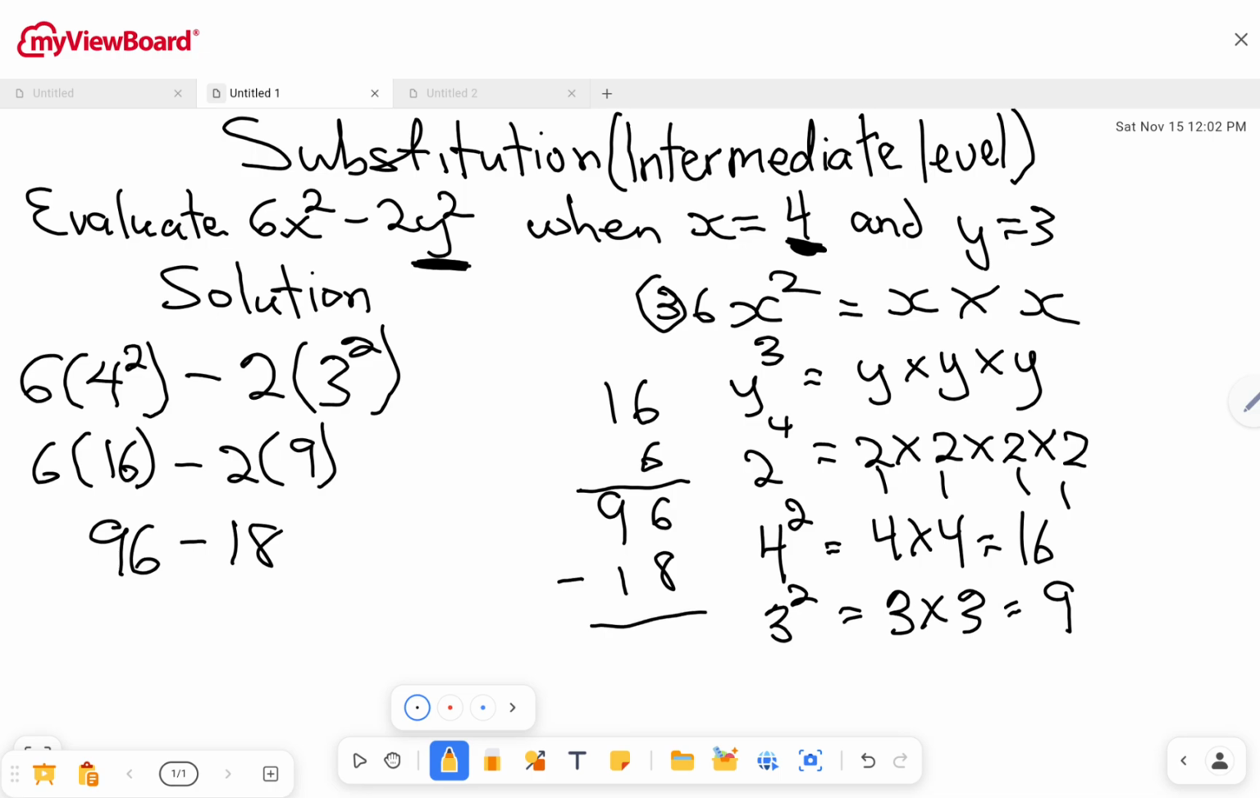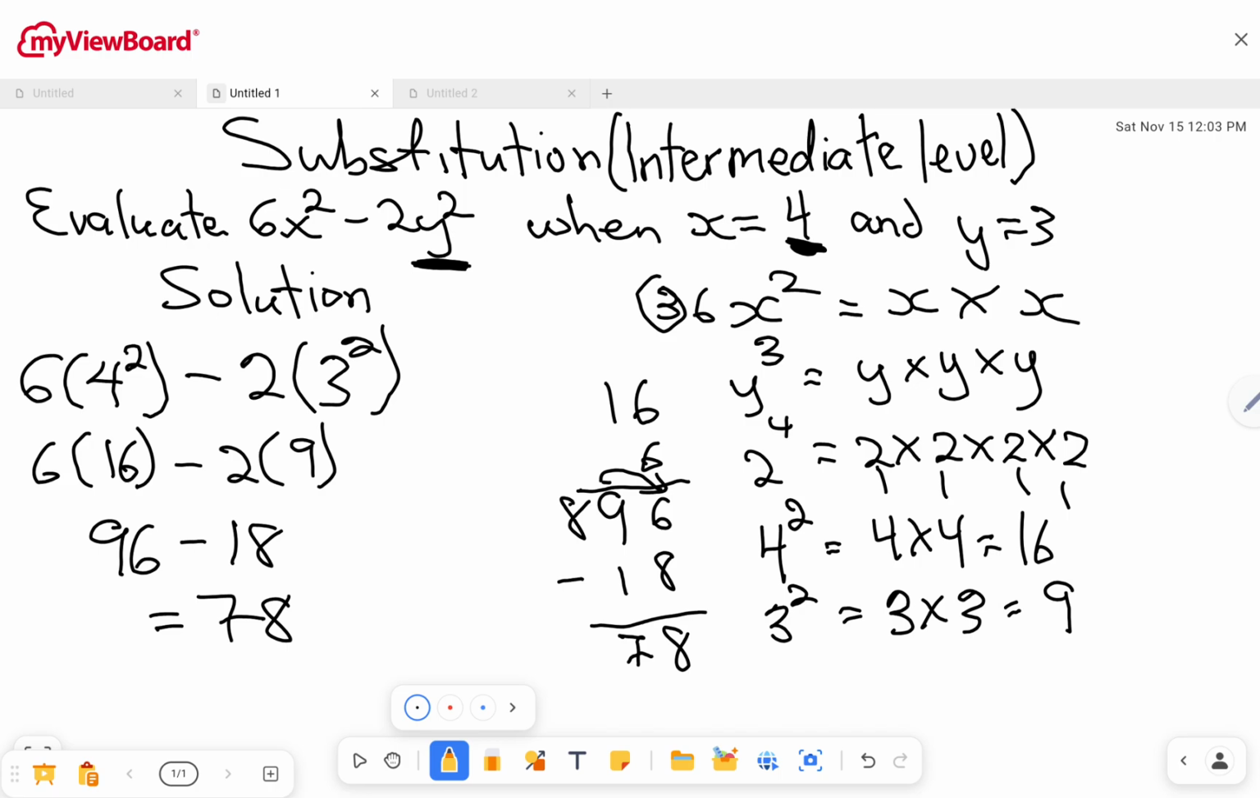96. We know you cannot subtract 8 from 6. So we have to take 1 from the 9 and add it to the 6. That 1 is 10. So 10 plus 6 is going to give us 16. Then 16 minus 8 is going to be 8. Now this 9 is no longer 9, but rather 8. So when you subtract 1 from 8, you are going to have 7. So it means the answer is going to be 78.